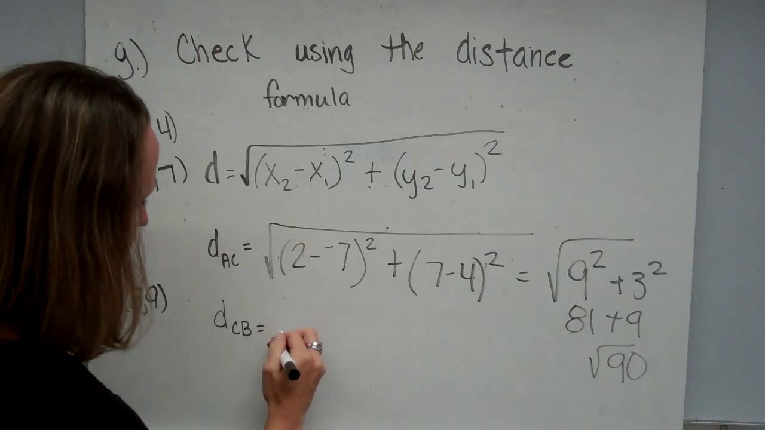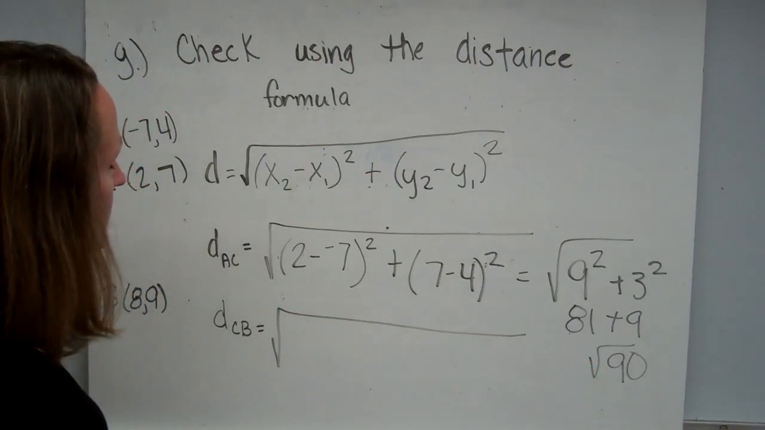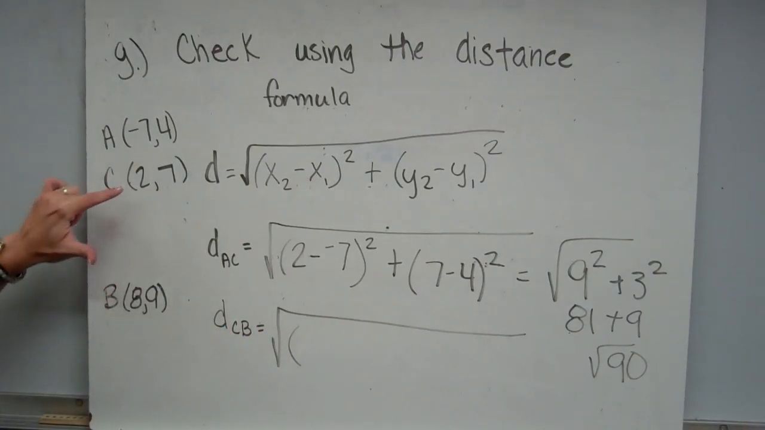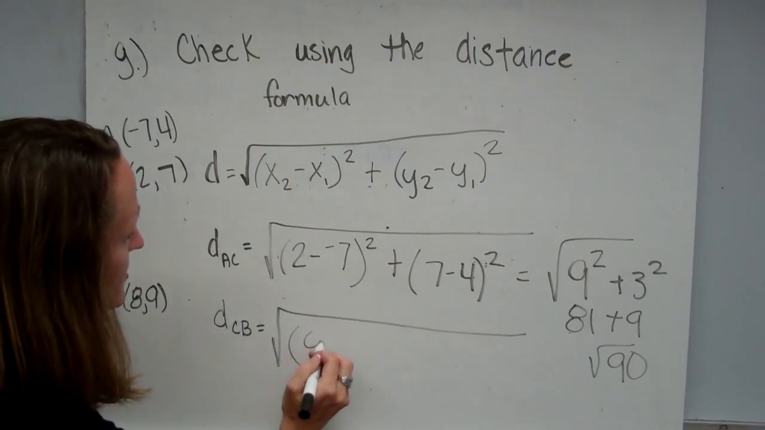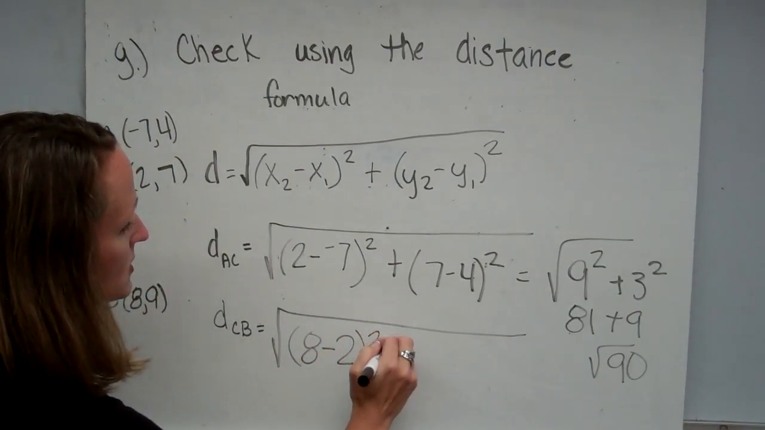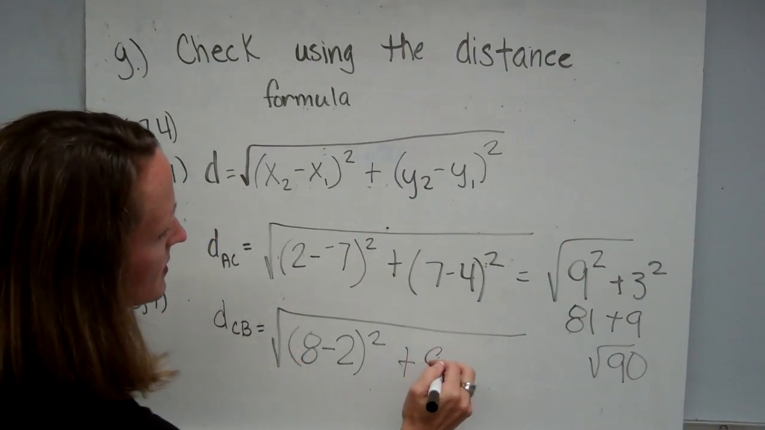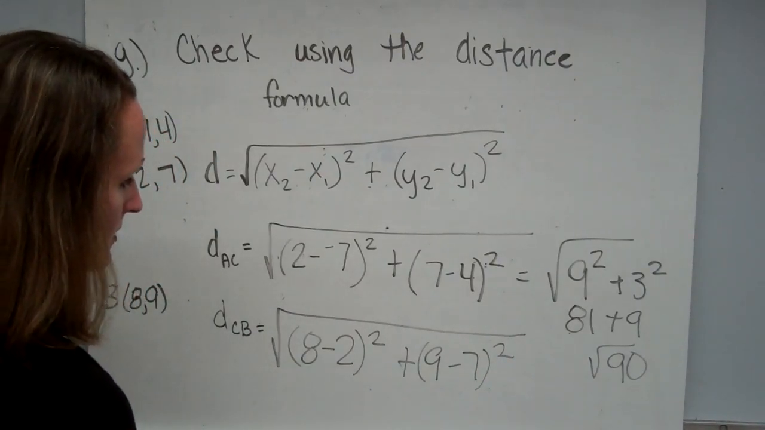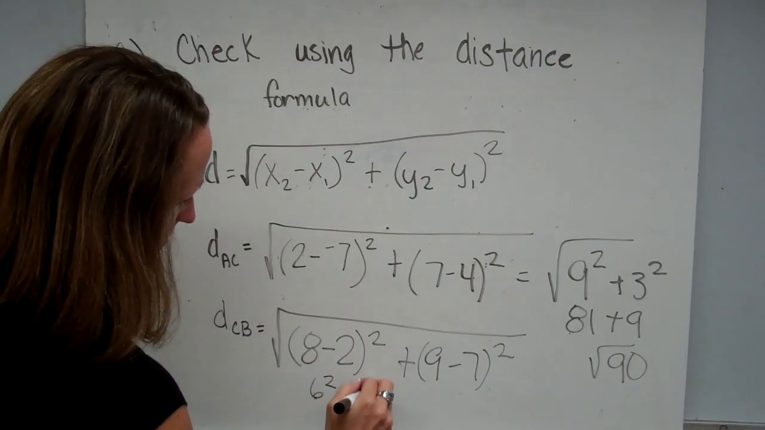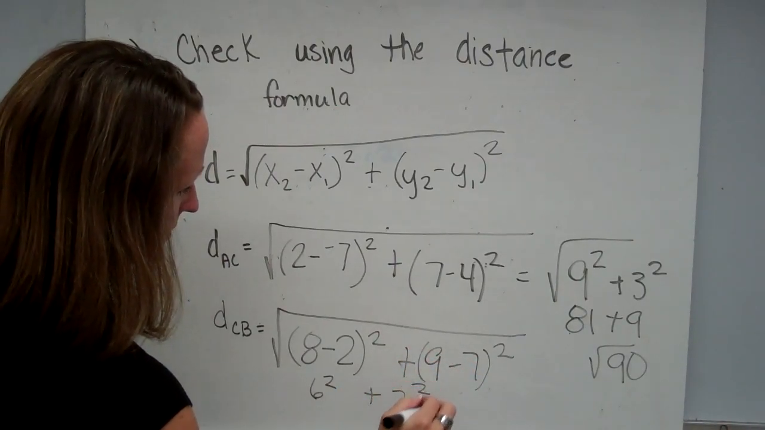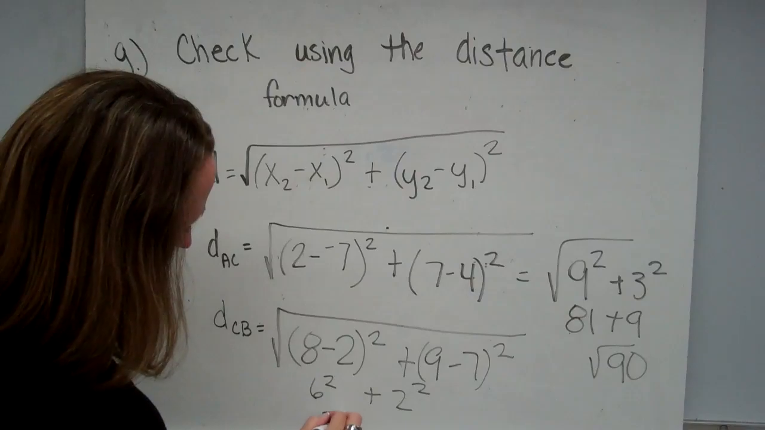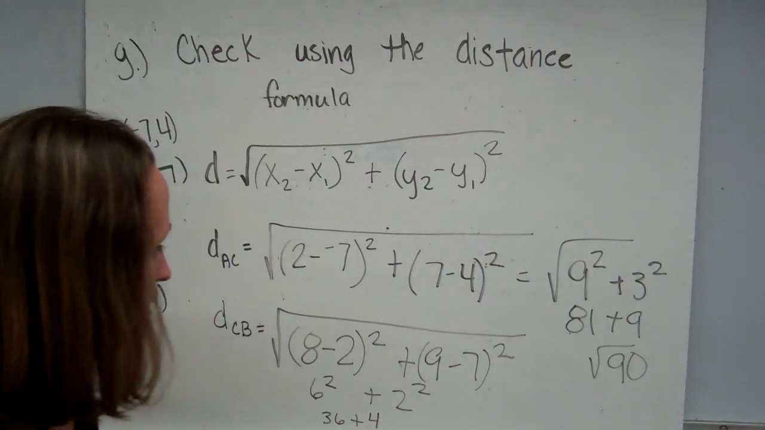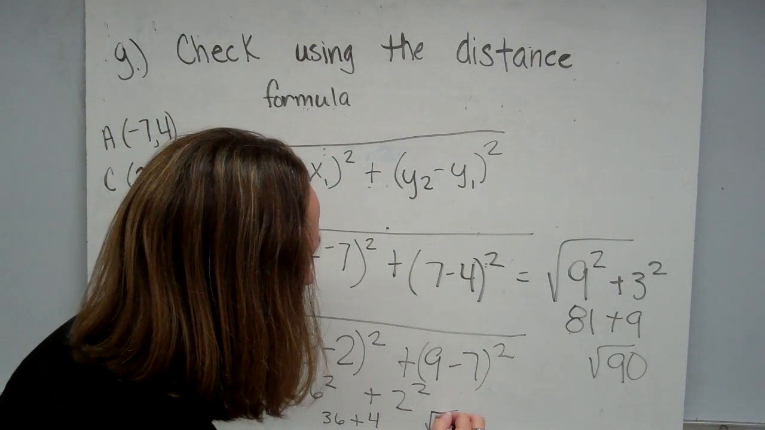Let's look at this other one. This time, C to B, so this time this is x1, this is x2. I'm going to do 8 minus 2 squared plus 9 minus 7 squared. So this is 6 squared plus 2 squared. What is this? 36 plus 4. So this becomes the square root of 40.